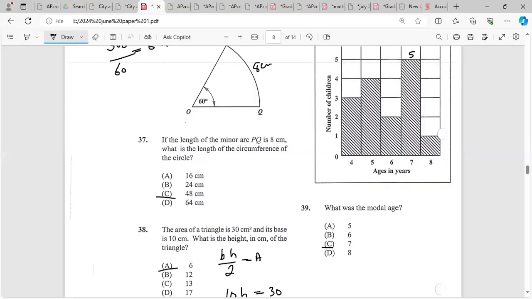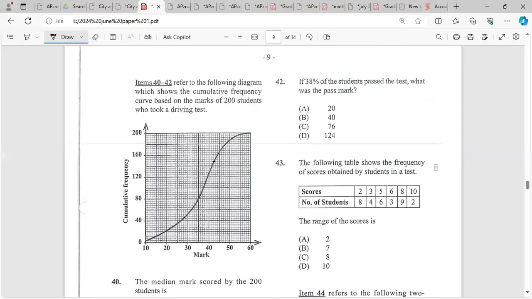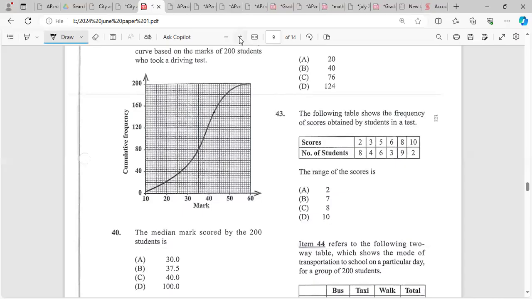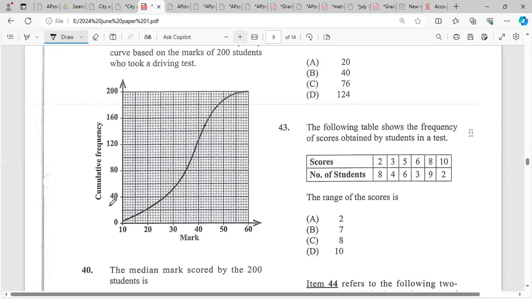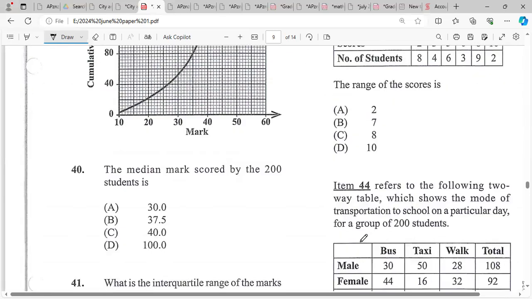All right, let's move on to number 40. Items 40 to 42 refer to the following diagram, which shows the cumulative frequency curve based on the marks of 200 students who took a driving test. The median mark scored by the 200 students is, now the median, so we have to read off. I don't like these types of questions, you know. So the median would be 200 divided by 2, basically. So it's 100 right here, and we then read off 35, 36, 37, about 37. So the median mark would be 37.5, so I can work with that.